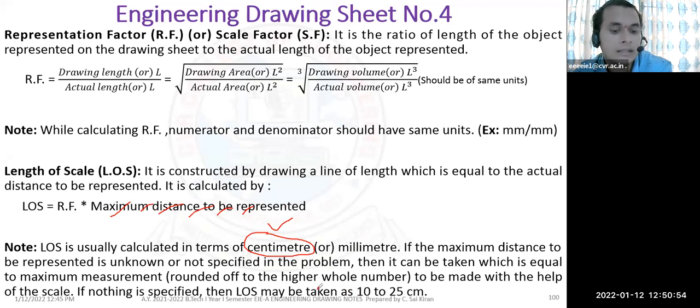Okay. And generally LOS will be between 10 centimeters to 25 centimeters. If any LOS is crossing more than 25 centimeters, it means that you have made a mistake somewhere. If it is below 10, also you have made a mistake somewhere. Generally the LOS will be between 10 to 25 centimeters because your sheet has certain limitations. That's the reason LOS will not cross greater than 25 centimeters. Okay.